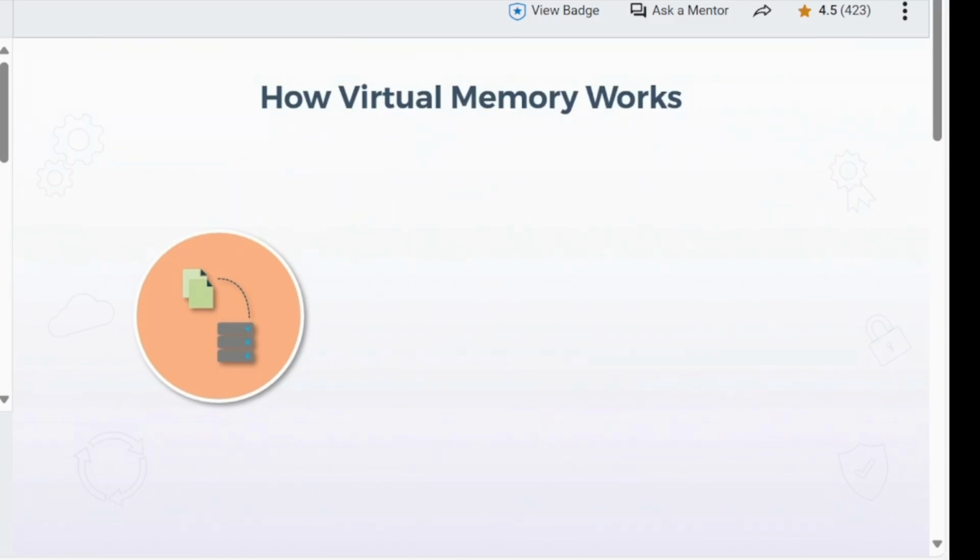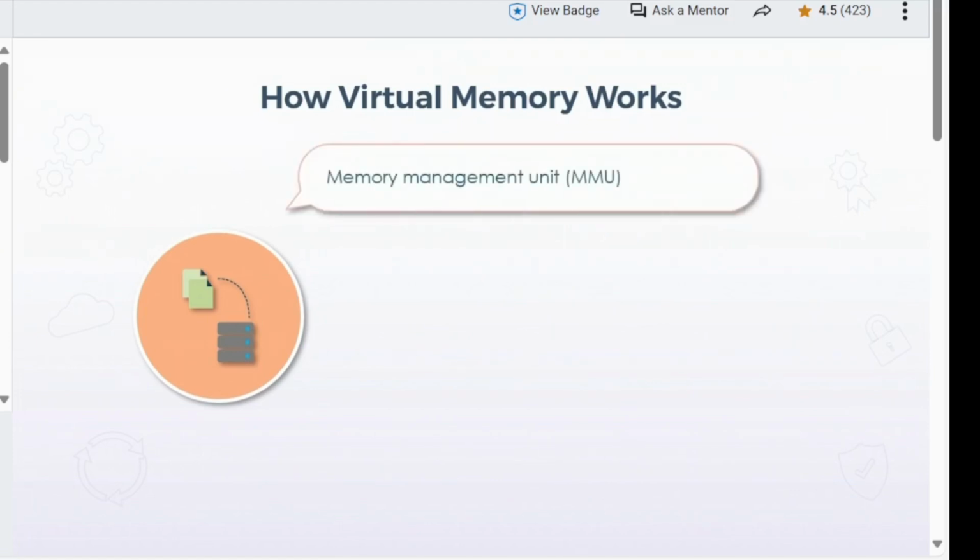So these addresses will be applied to all of your physical RAM, but also to a dedicated portion of the hard drive. But your system will maintain the distinction between physical and virtual addresses in a hardware component of the CPU referred to as the Memory Management Unit, or MMU.